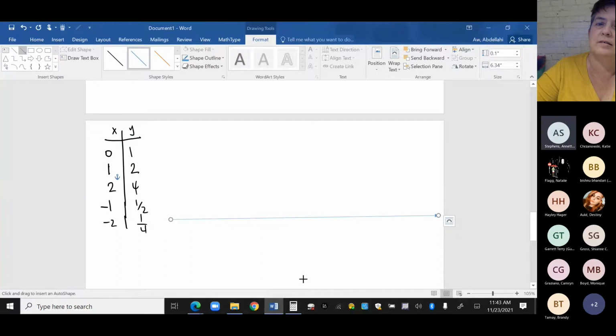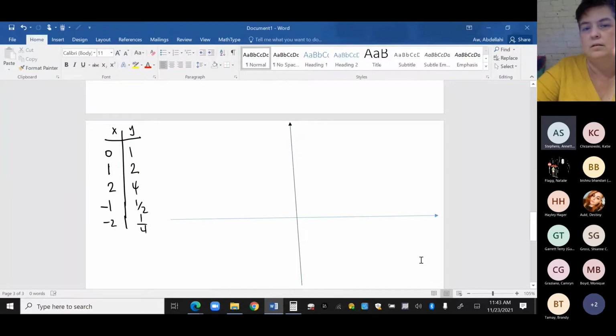Right, and then I have this right here. Okay, so right here I have, let me put my units. I have 1, 2, 3, 4, etc. and -1, -2, -3, -4, etc. Right? Okay, I have (0, 1). (0, 1) is here.